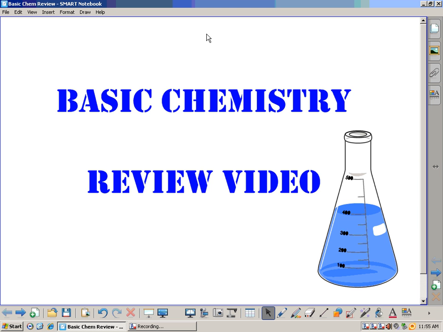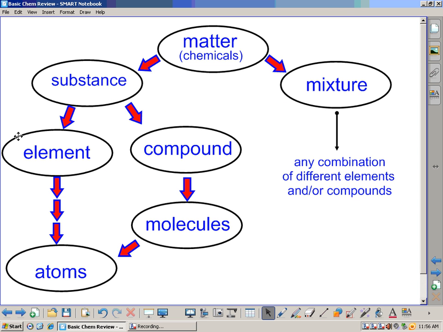First, we'll look at the graphic organizer that shows how matter is organized, and then we'll take a look at the periodic table homework worksheet and go over the answers to the questions on that. Let's get started with our graphic organizer. Chemistry is the study of matter, so we're going to put matter here at the top.